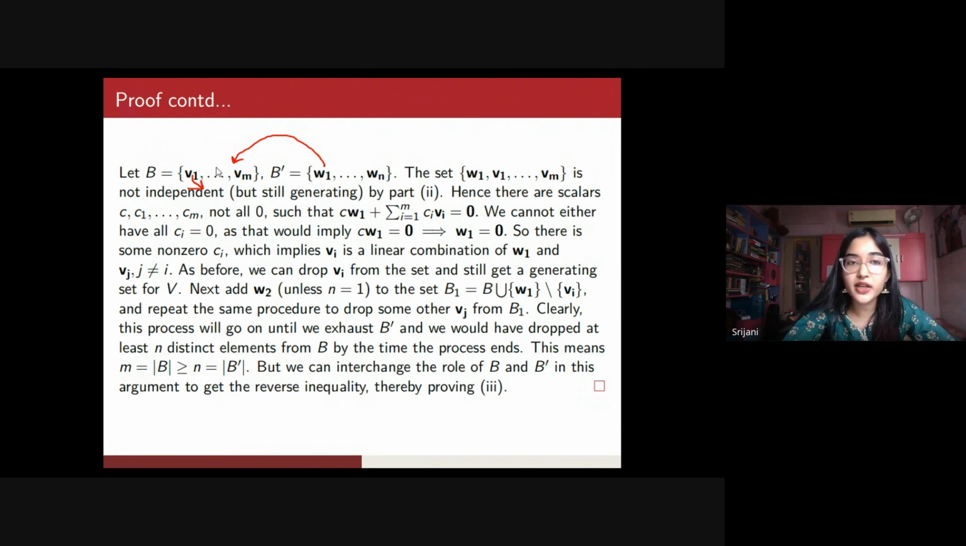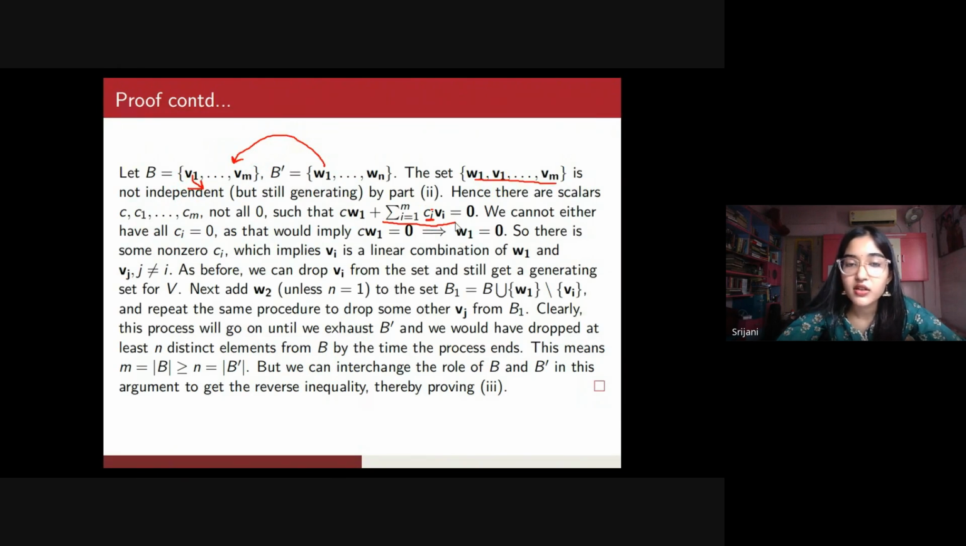So we put W1 in B, then this set W1 union B is not independent, right? Why is it not independent? Because we started with the assumption that B is maximal independent. So if we include one vector, it will not remain independent anymore. But it is still generating because B was generating. Hence, there are scalars, not all zero, such that the linear combination of this is zero, by the definition of linear dependence.